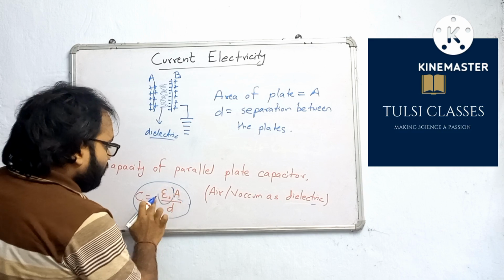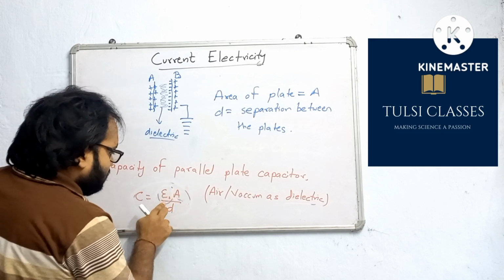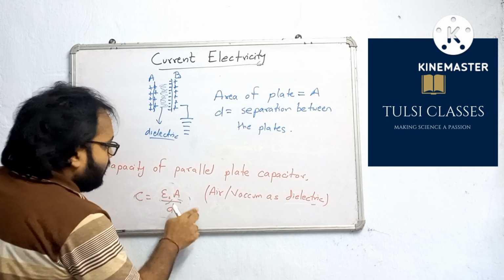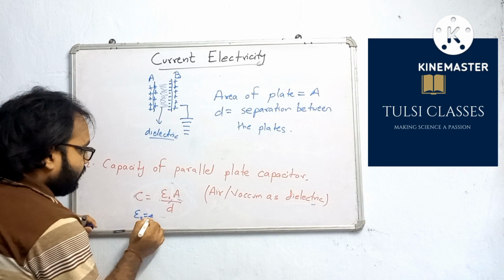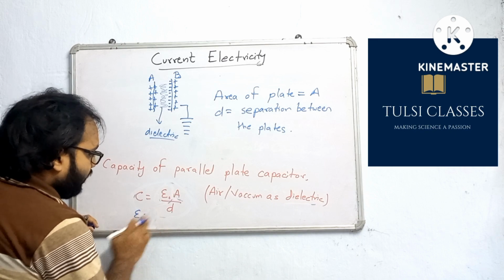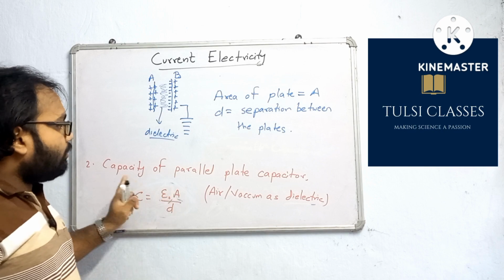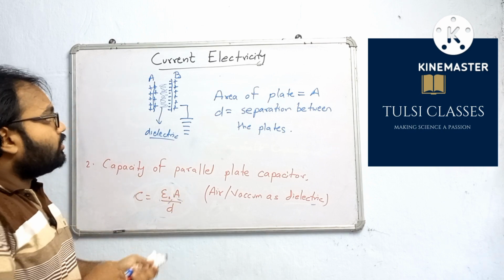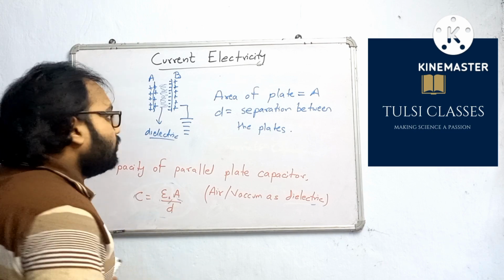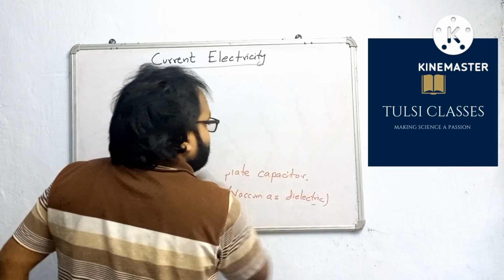Otherwise, the formula stays epsilon naught A by D. Epsilon naught, you know the value, 8.85 into 10 raised to the power minus 12. So you will put the values in epsilon naught A by D and get the capacity of the parallel plate capacitor. Okay, let's move to the next formula.